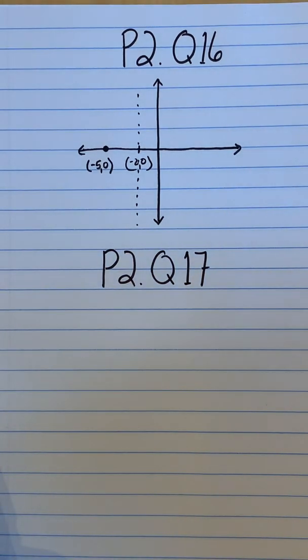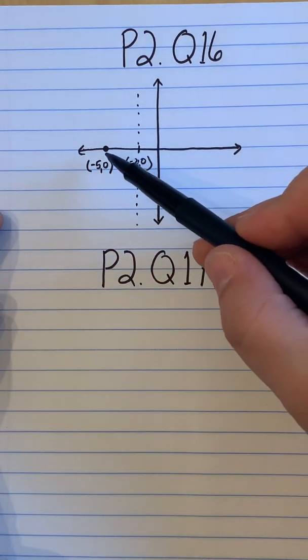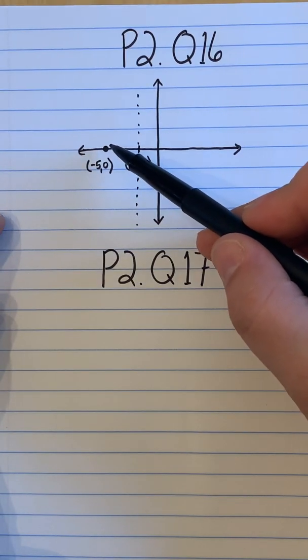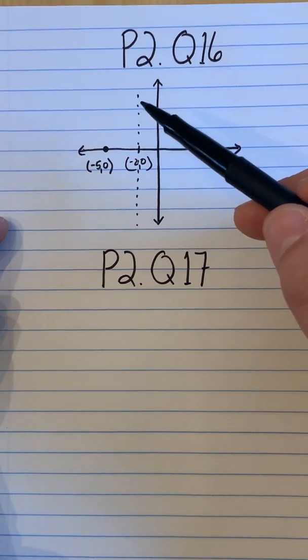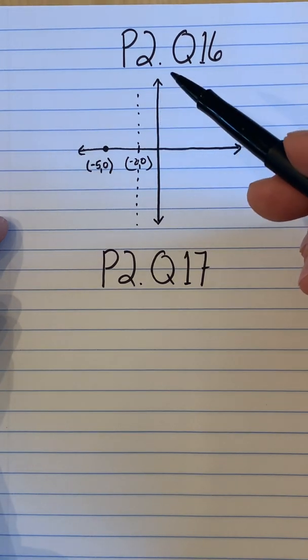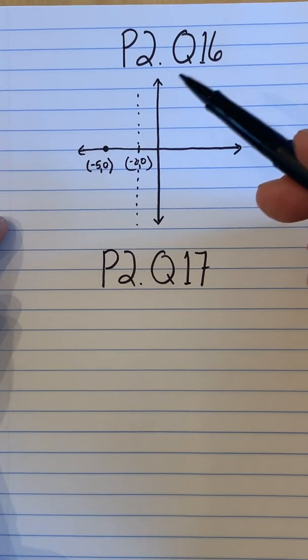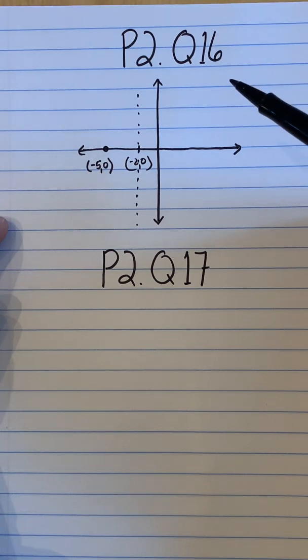All right, let's tackle questions 16 and 17. 16 can be kind of a tricky one. They give you a point on a coordinate grid, and then they tell you that there's a point 5 units away from that somewhere, and that they want to know what exactly that point is.